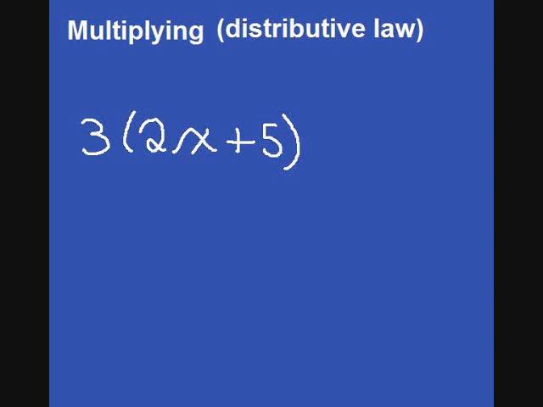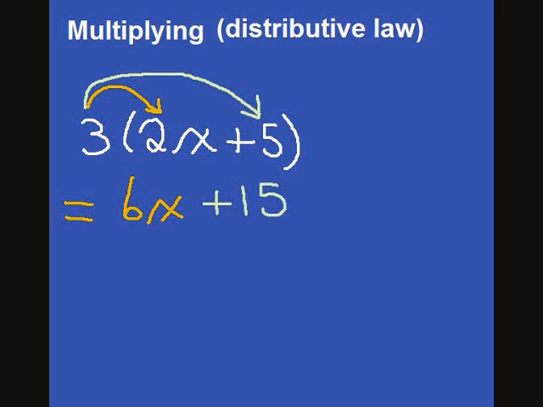3 bracket 2x plus 5. So that means we want to take that number 3 and multiply it by everything inside that bracket. That means we're going to take that number 3 and first we're going to multiply it by the 2x. So 3 times 2 is going to equal 6, and then we write down the x. The next step, we have to take that number 3 and multiply it by the 5. So 3 times 5 is a positive 15. It is very important to distribute whatever's in front of that bracket to every term inside the bracket.